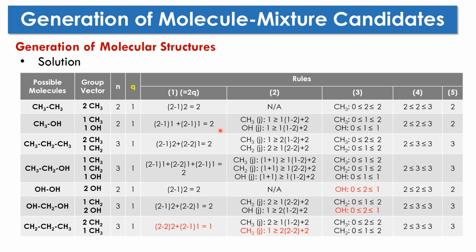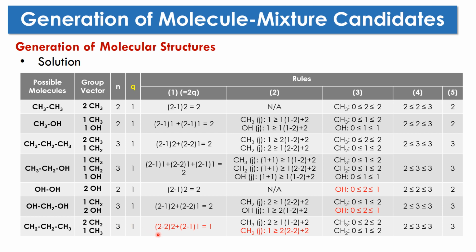So all these satisfy the rule. The ones in black are the ones which satisfy the rule. It's only that for the equation for the last molecule, CH2 CH2 CH3. So if we look at the group vector, we know that there are two different groups, CH2 and CH3.